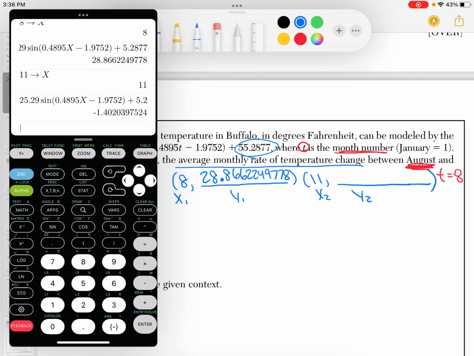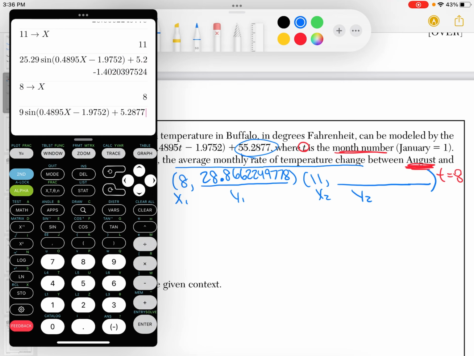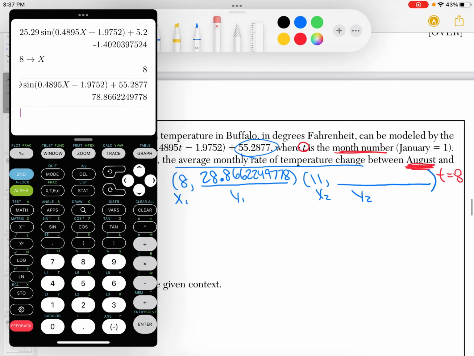Ooh, that's frustrating. Okay, here we go, doing it all over again. So I'm going to store 8 again, 8 stow x, so I can start this over. I'm going to copy and paste this and just insert that. So it's 55.2877. I should have looked at my key. I was so confident.